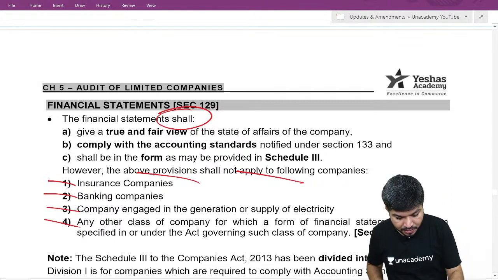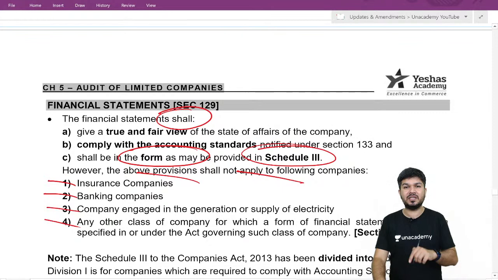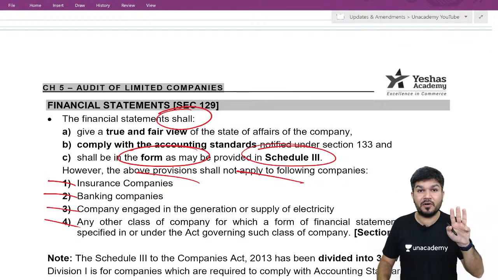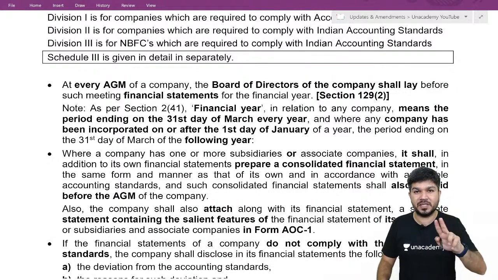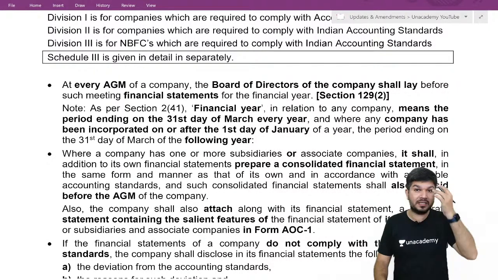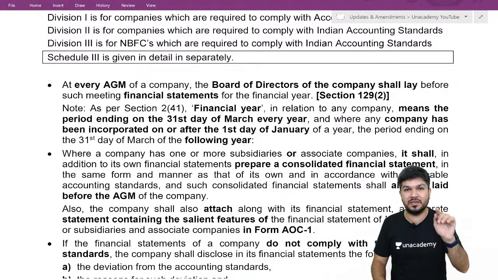Now the word came, it should be in a format given in Schedule 3. In Schedule 3, as of now, there are 3 formats of balance sheet and P&L. Part 1 is applicable for companies following AS, that is Division 1. Division 2 is for those companies following Ind AS, and Division 3 is for NBFCs following Ind AS. So there are 3 formats of balance sheet and 3 formats of P&L in your Schedule 3.